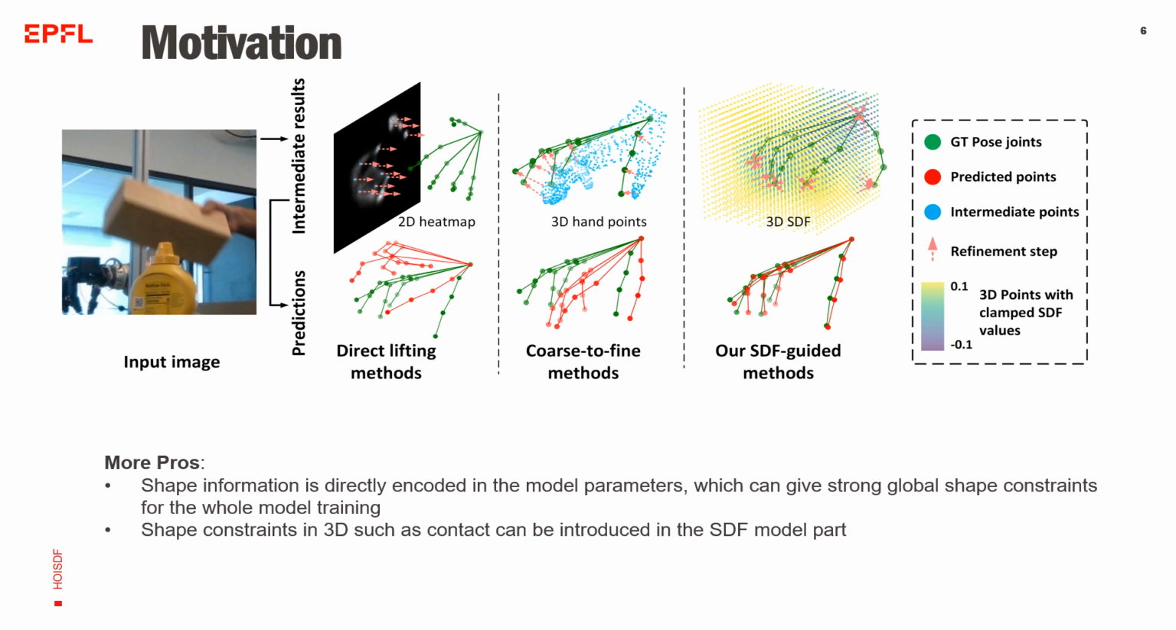Why signed distance fields? Firstly, shape information is directly encoded in the model parameters, which yields implicit shape constraints for the whole model during training and inference. Secondly, 3D shape constraints, such as contact, can be directly introduced in the SDF portion of the model without additional refinement. With our novel design, SDF can provide global and dense constraints for hand-object pose estimation. In contrast to direct lifting and coarse-defined methods, which struggle to refine poor initial predictions, the distance field yields global cues not limited to areas near an initial prediction.